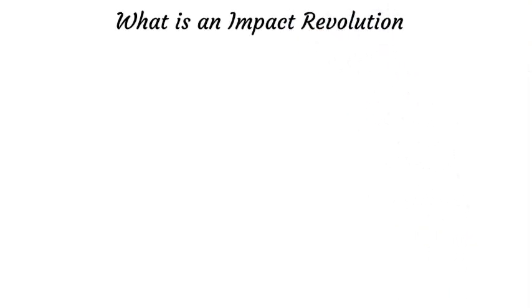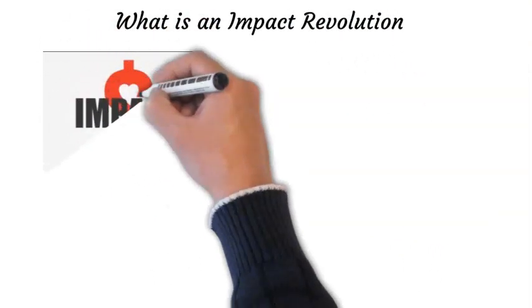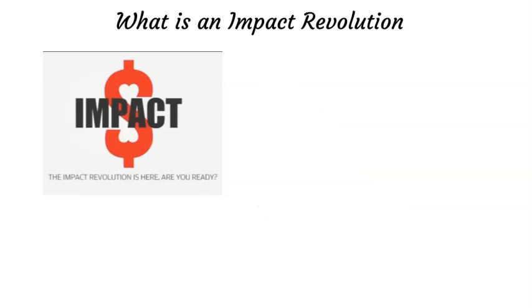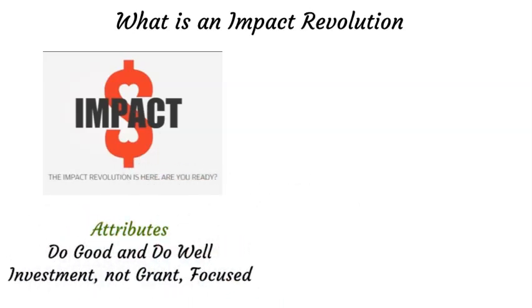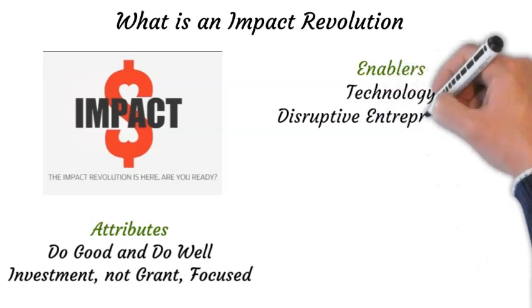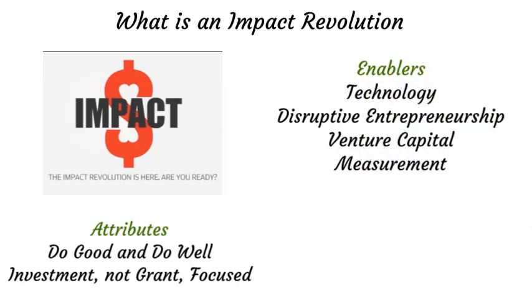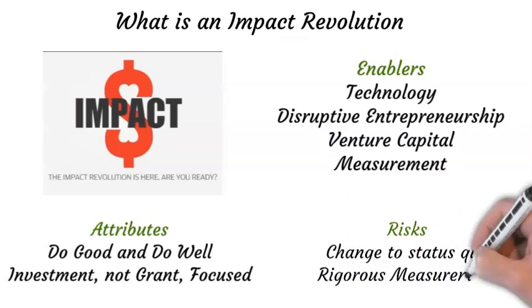To summarize, an impact revolution creates impact in a way that revolutionizes the industry. Its key attributes include creating scalable social impact, doing good, and fostering financial sustainability, doing well. It focuses on long-term societal health rather than immediate consumption-based grants. The 4 key enablers, technology, disruptive entrepreneurship, venture capital, and impact measurement and management, must work together. Key risks include resistance to change due to both the magnitude of the change involved from the current status quo and the need to adhere to ongoing rigorous measurement.